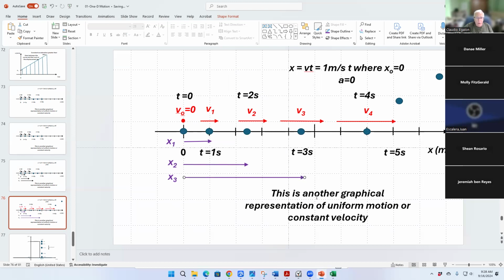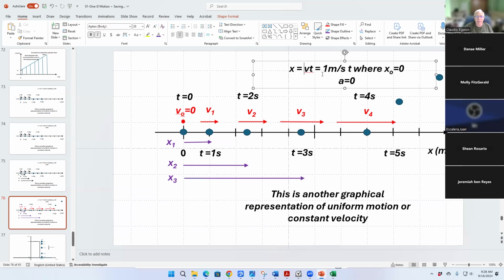The other one is x4 and so on. And in this specific case, the equation of motion is going to be different. The equation of motion is going to be half a t squared plus v naught t plus x naught.